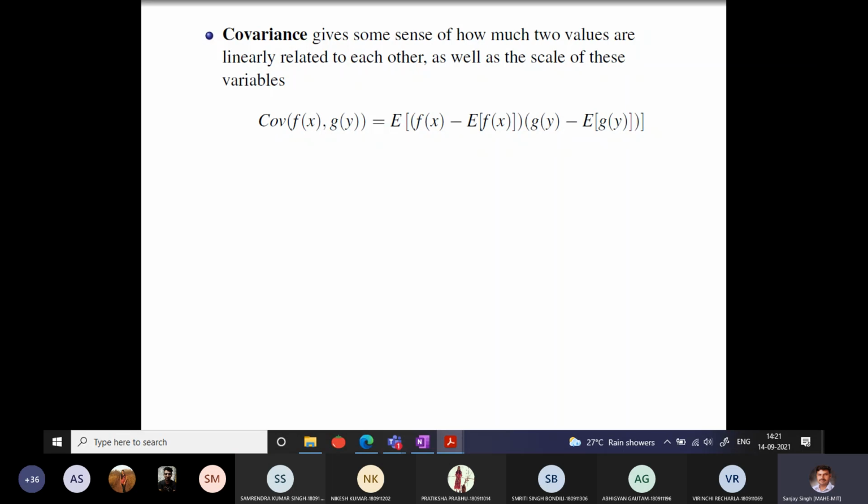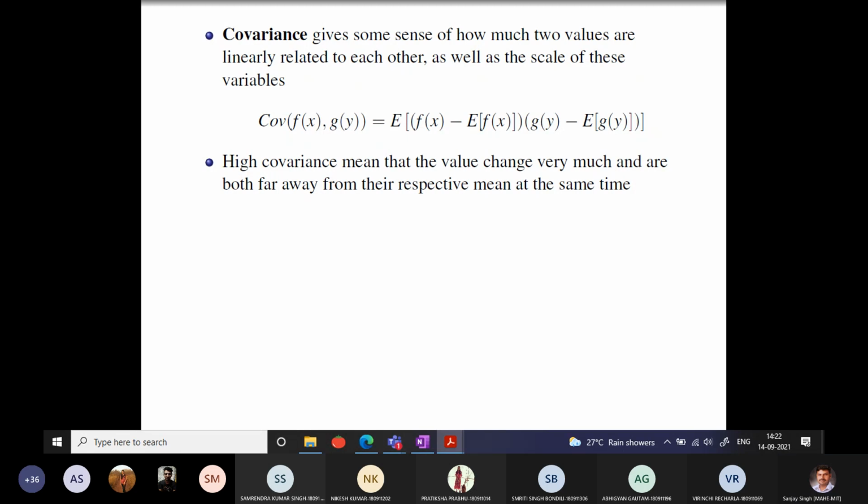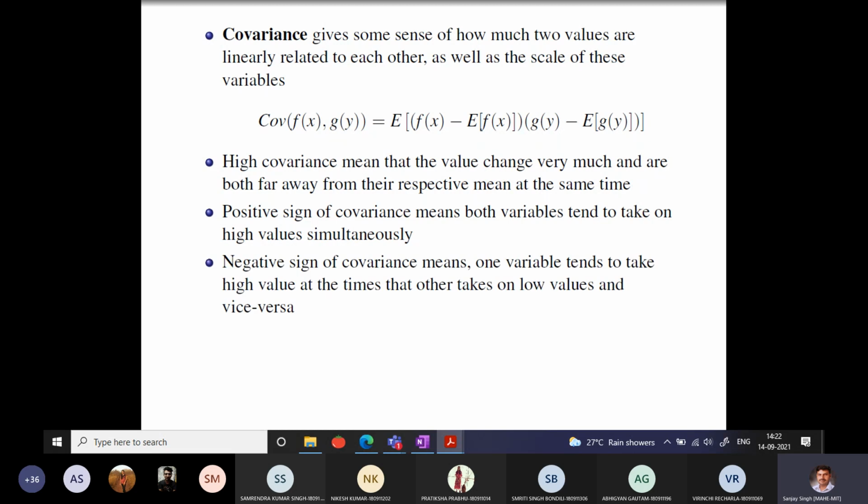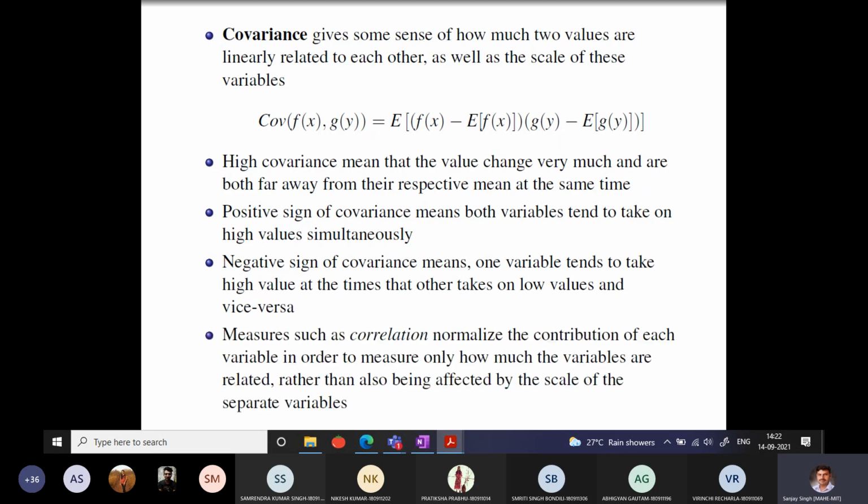It says that you're finding some sort of relation between the two, how they are related to each other. High covariance means that the values change very much and are both far away from their respective means at the same time. A positive sign of covariance means both variables tend to take on high values simultaneously. A negative sign means one variable takes on a high value at the same time that the other takes on low values, and vice versa, of course. Measures such as correlation normalize the contribution of each variable in order to measure only how much the variables are related, rather than also being affected by the scale of the separate variables.